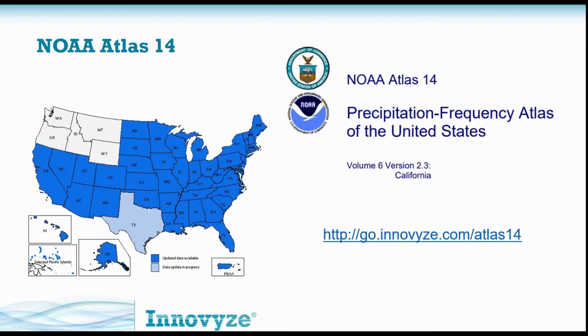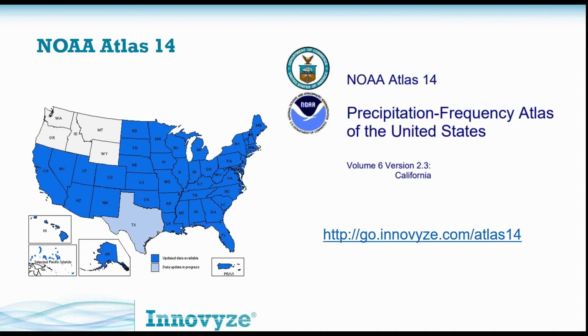But Atlas 14 has been published. It's a precipitation frequency atlas. It has a website, and I'll give you a shortened URL there. If you go to innovyze.com/atlas14, it'll redirect you to the web page, and you'll see this map of the continental United States.